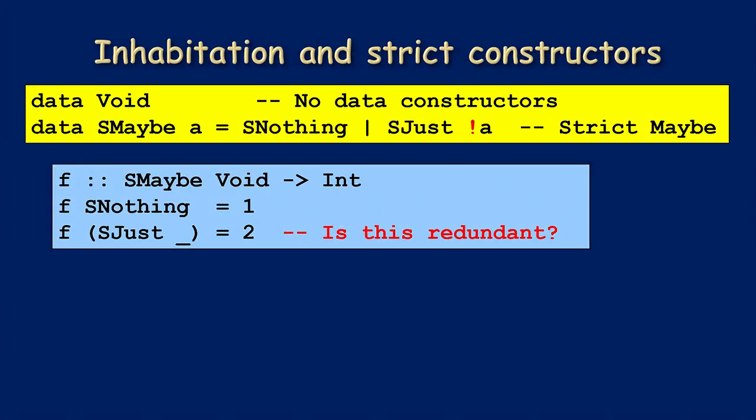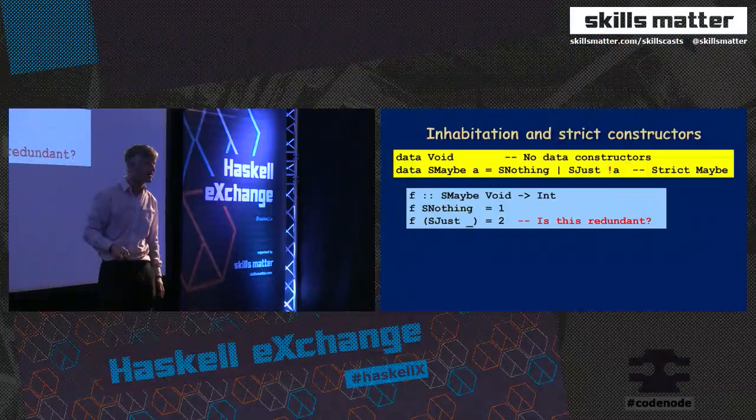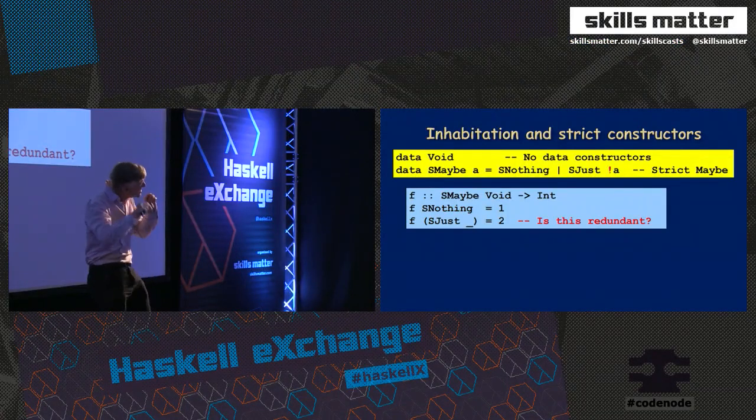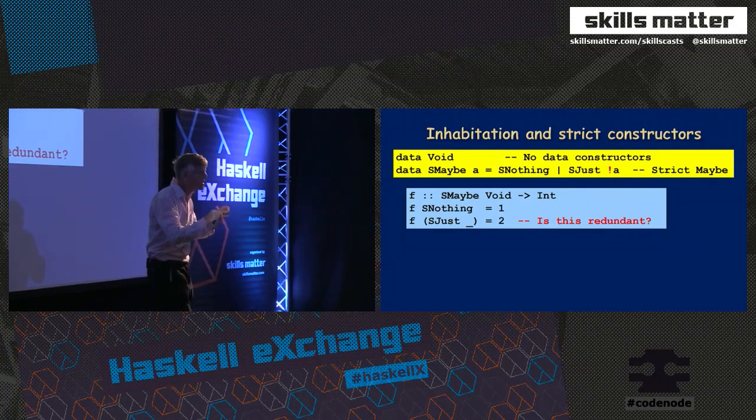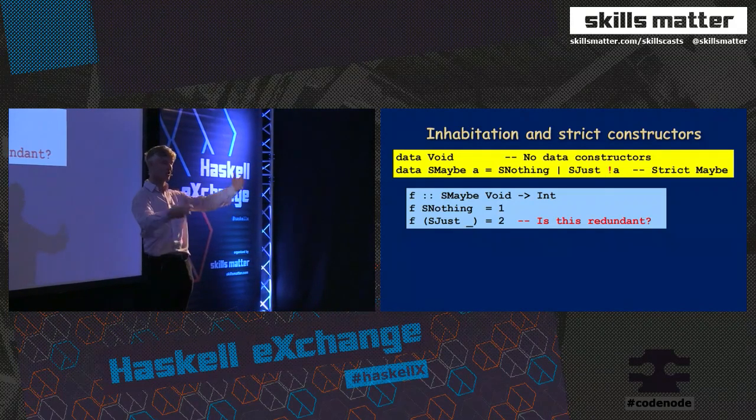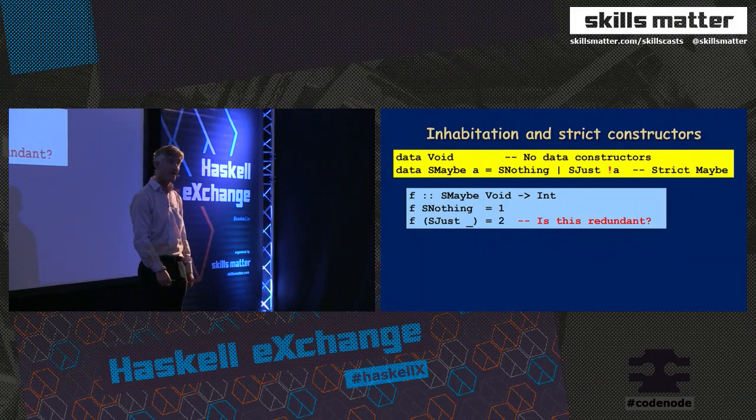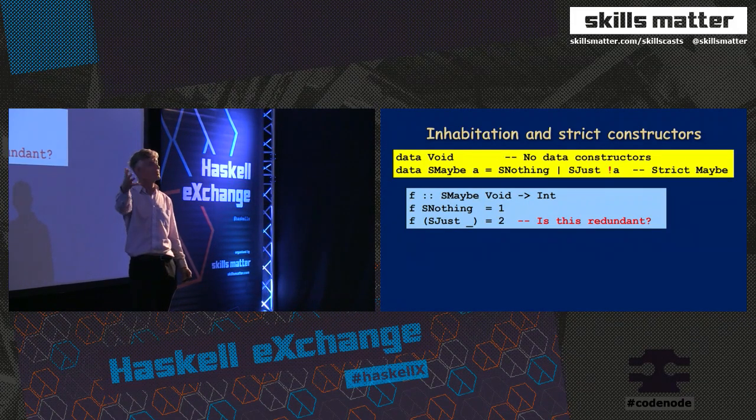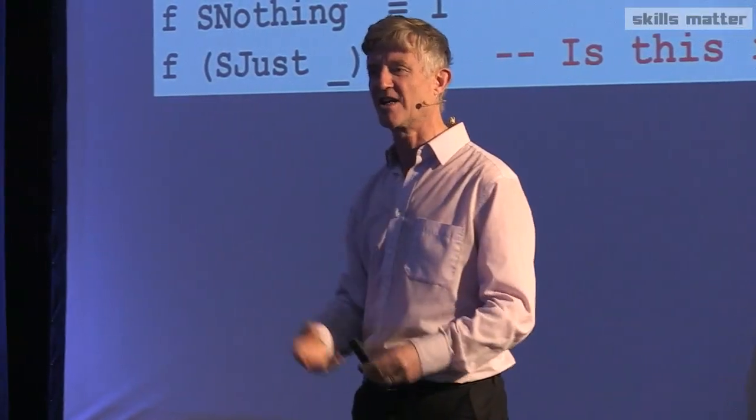So here's S maybe, which stands for strict maybe. S nothing and S just of bang. Look at that bang, right? That says the SJust constructor is strict in its argument. It evaluates its argument before it'll return an SJust box. Okay? This is good. People often use these strict data types because they let you build more space-efficient structures that don't have space leaks and thunks lying around in them.